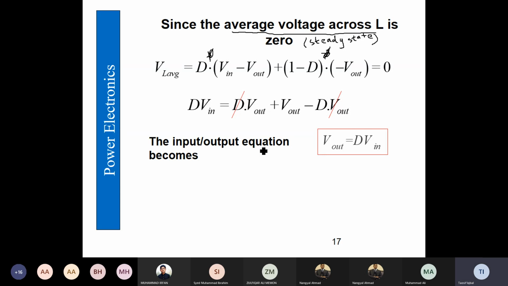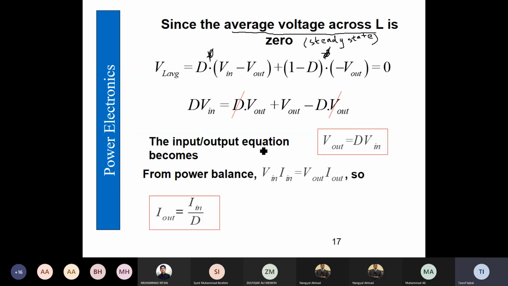Okay, similarly, as we say that the input and output power we want to be lossless, equal to each other, so therefore we can find out the current relationship inverted to that. So I out is equal to I in divided by D.